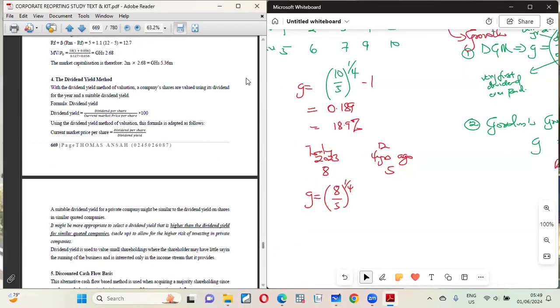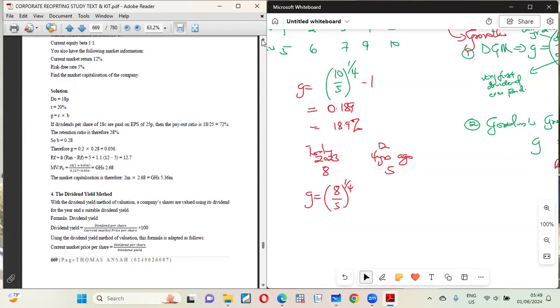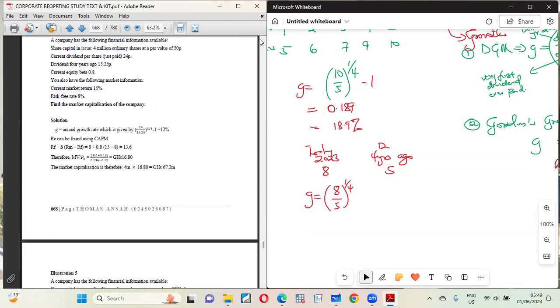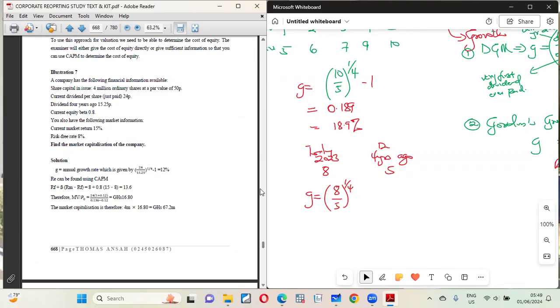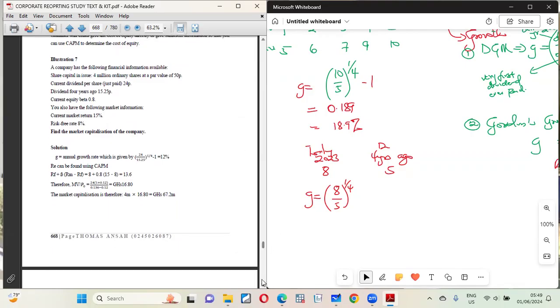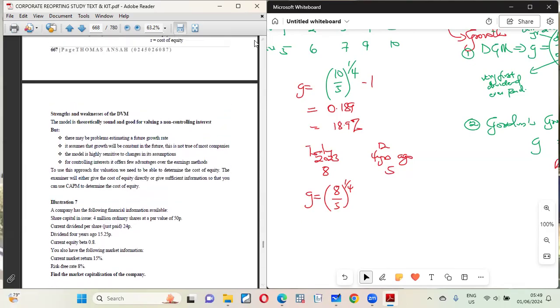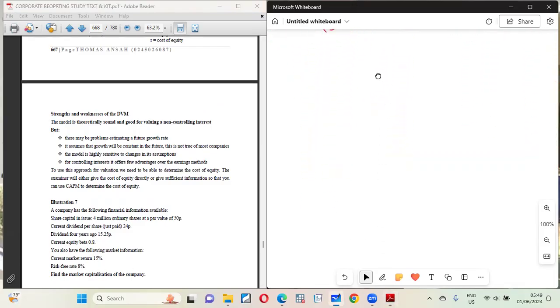Now, look at these two illustrations, illustration 7 here and illustration 8 downward. I think you can do justice with it. We've been asked to value the market capitalization. That is another name for the value of a company or the worth of a company. And we have been given the following.